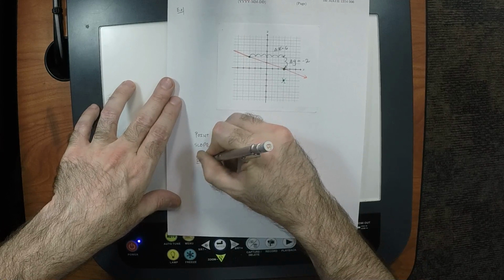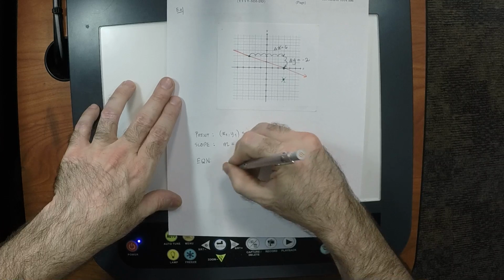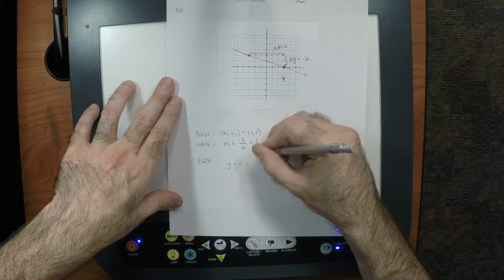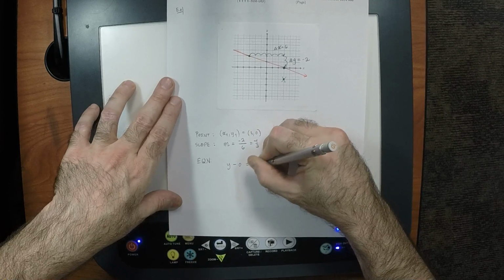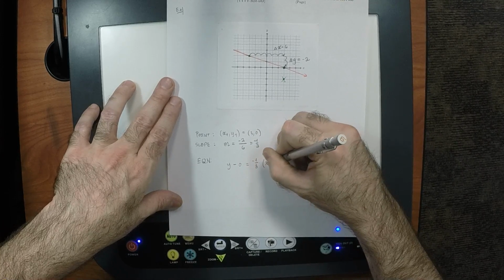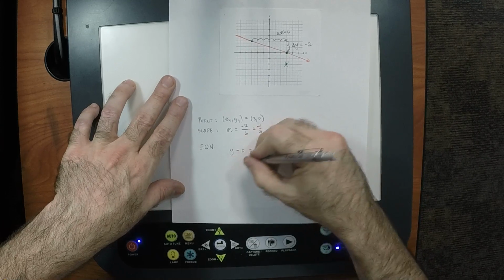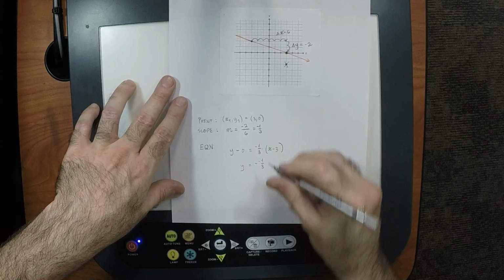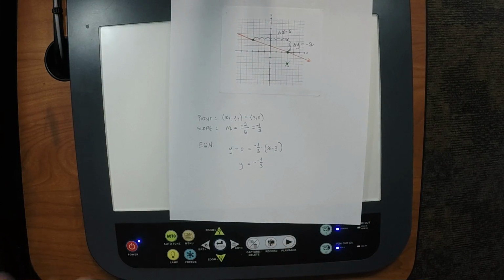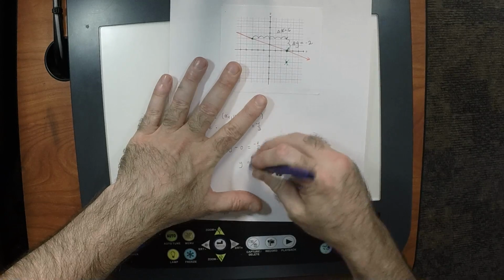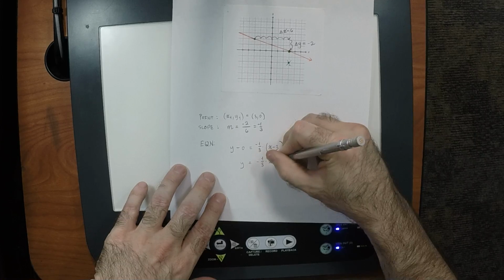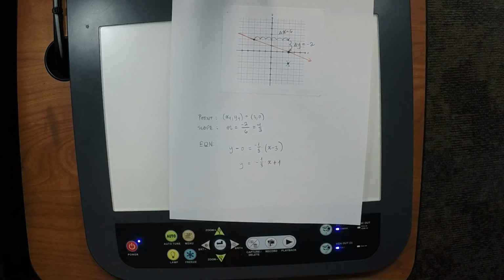And therefore we can find the equation: y minus 0 is equal to -1/3 times x minus 3. So y is equal to -1/3 x plus 1. Very good. So now let's have a quiz.